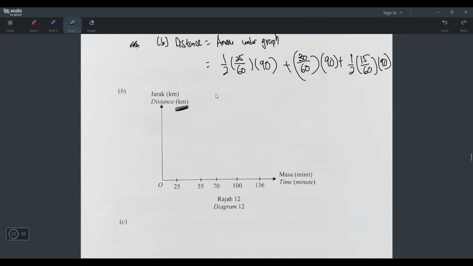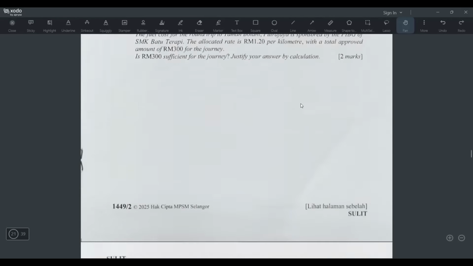Now it's time to press the calculator. So you press this, you will get 18.75, plus. This one you press, you get 45, plus. This one you press, you get 11.25. And then everything added together is 75. And it's in km. Yeah, distance is in km. Okay, it means for the first 70 minutes, it travels 75 km.